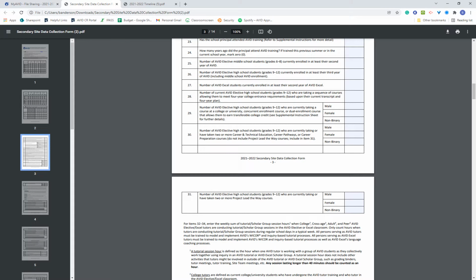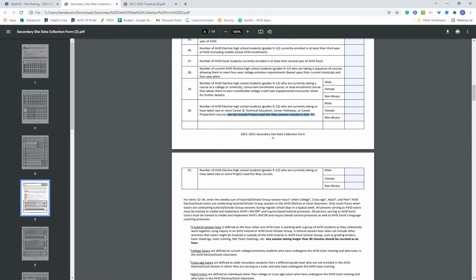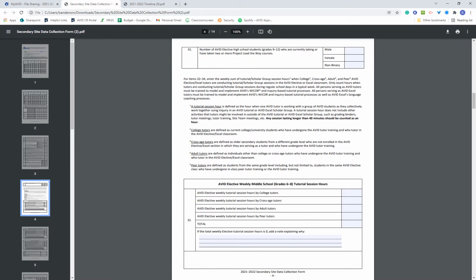I think maybe sometimes I've seen examples like calculus as a pretty good example, where it's offered at the high school and students can earn local college credit for that course as well. Question 30 gets into CTE and does not include PLTW, which actually goes into the next section on 31. So, excuse me, all the coursework that's in the CTE framework, excluding PLTW, and then if you have Project Lead the Way on campus, that's captured in 31 here.